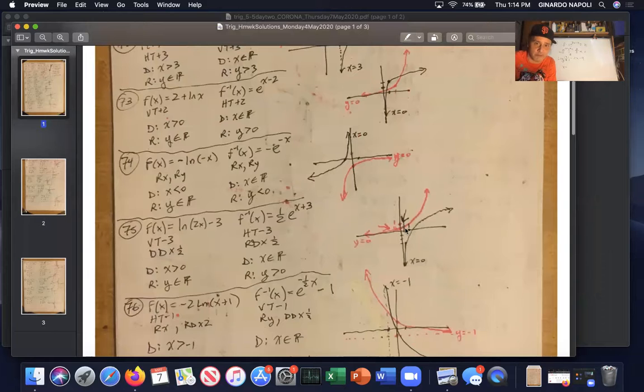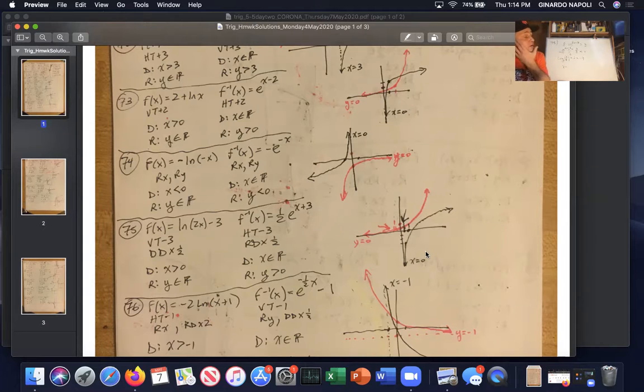Now here's one, number 75. This one had a domain dilation because it was 2x. So instead of crossing at 1, it would have shifted down to 1/2. I put the 1/2 there, but for some reason I put the graph over here for the black. It should be over here. I did it correctly when I did the inverse, right? So notice the 1/2 range dilation. Instead of crossing at 1, it's going to cross at 1/2.